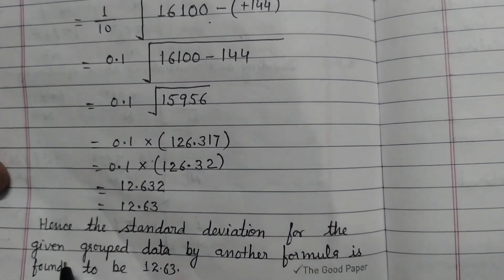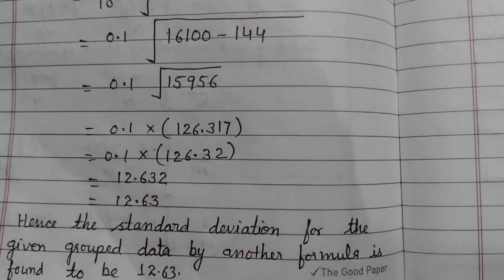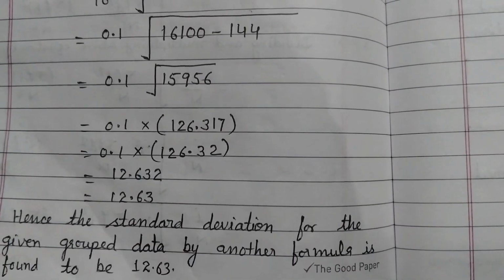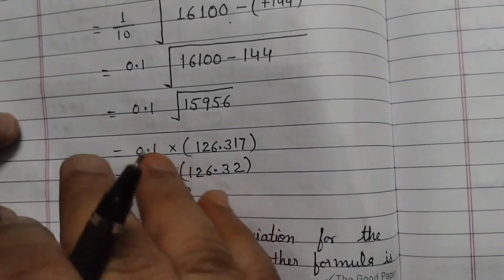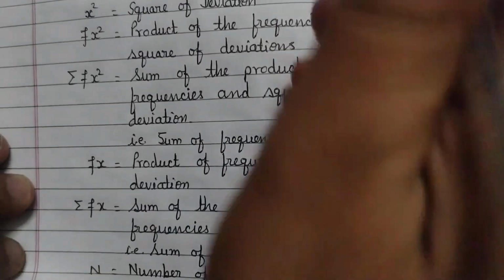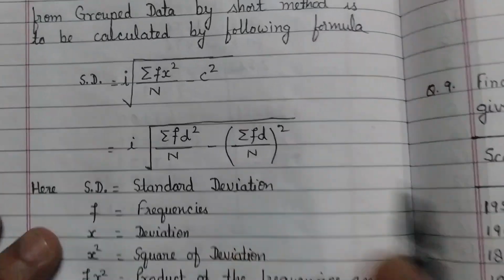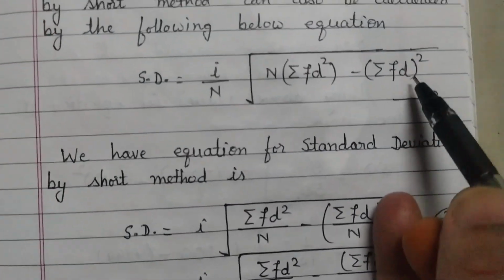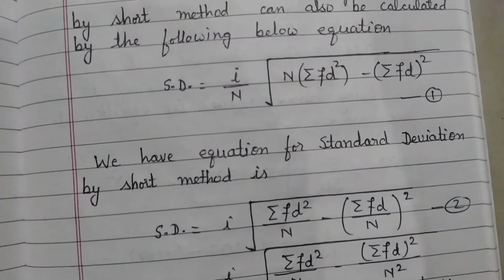Hence the standard deviation for the given group data by another formula is found to be 12.63. So for the standard deviation of group data by the short method, there are 3 methods, and 3 separate formulas are given. In part 17 I have calculated with this formula. In part 18 I have calculated standard deviation by this equation, and again in part 18 I have calculated standard deviation through this equation. So standard deviation comes out to be the same, that is 12.63.